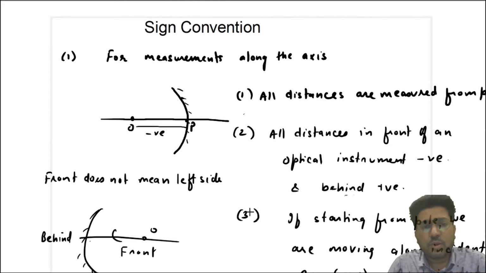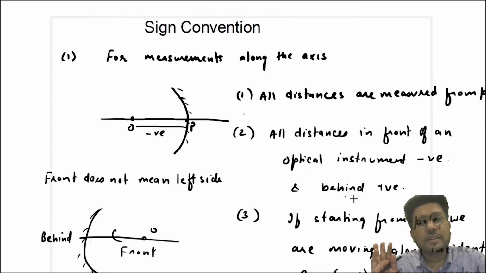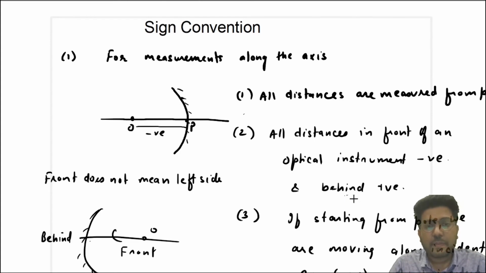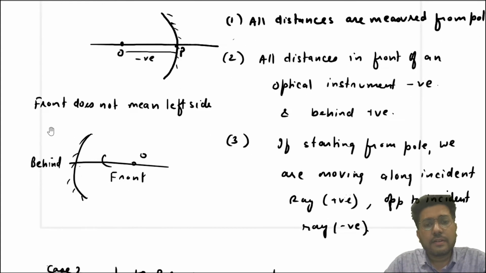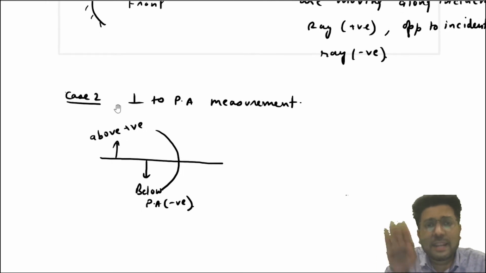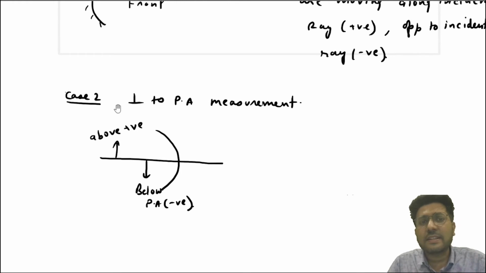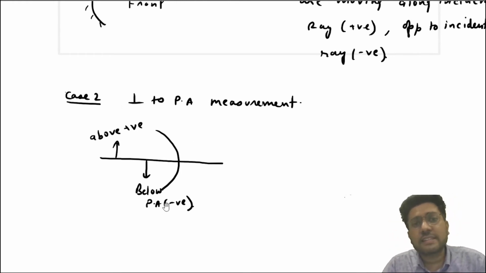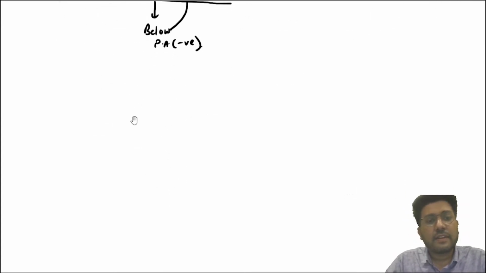That's it. So the easiest way to remember is the second point. All distances which are in front of the optical instrument are negative and all distances behind the optical instrument are positive. And what is front? Front means the region where the incident ray lies. All right. So now case 2, when you want to measure something which is perpendicular to the principal axis, then this is very simple. Above the principal axis, all distances will be positive and below the principal axis, all distances will be negative.